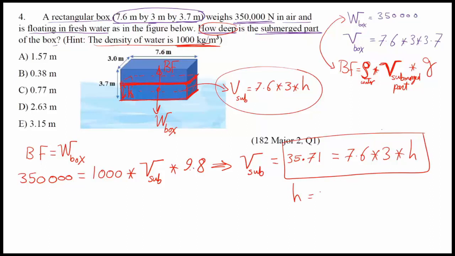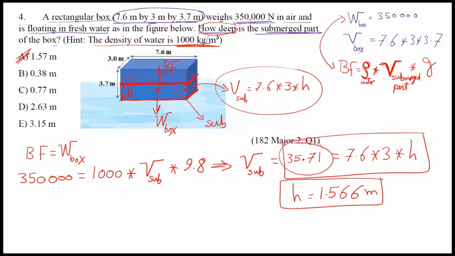Can you get it? 1.566 meters. So this is the height, 1.566 meters. Okay, guys? So in this kind of question, he sometimes asks, what is the volume of the submerged part? I get it here, 35.71. What if he asks you, what is the volume of the part outside the water, the other part? What will you do?